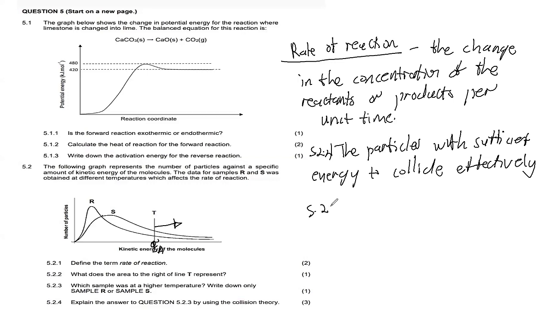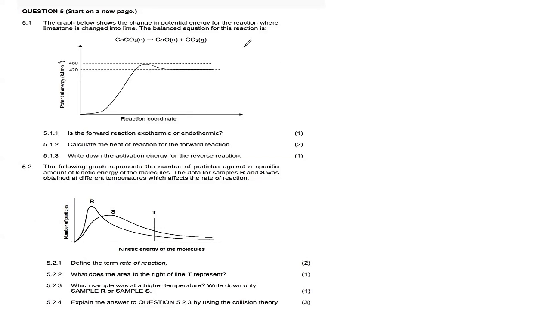Then for 5.2.3, we are going to say sample S, right? And then 5.2.4 says explain the answer to question 5.2.3 by using the collision theory, right? Then we are obviously explaining the collision theory due to temperature.